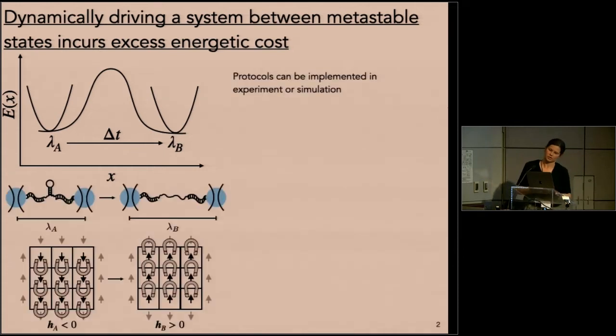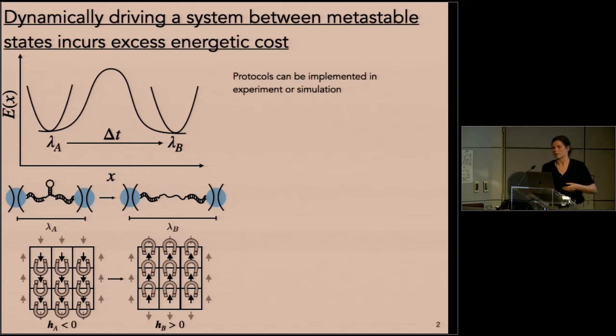Now control protocols can be implemented in experiment or simulation, which makes them very broadly applicable. You can also imagine pushing on all sorts of different systems. So we've heard a couple of things about pulling proteins or different biomolecules apart. These are examples of control protocols where you're putting work into the system to induce some sort of conformational change.